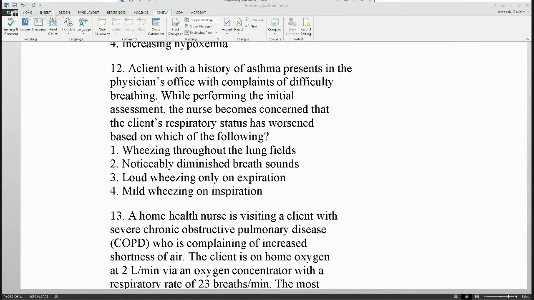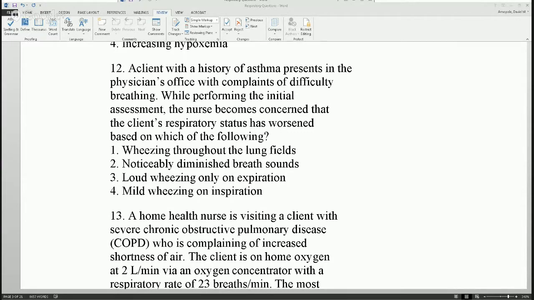Go ahead. What were you going to say? I was about to say where I can catch it. I'm going to try and add our test-taking strategies. This is one where you can catch it. All right. Well, anyway, the complaints of difficulty breathing on initial assessment, the nurse becomes concerned the client's respiratory status has worsened based on.